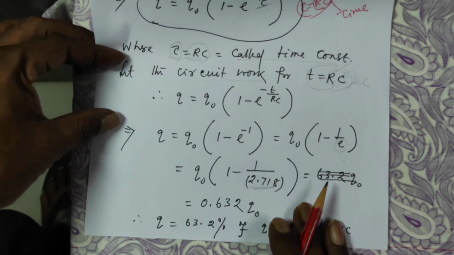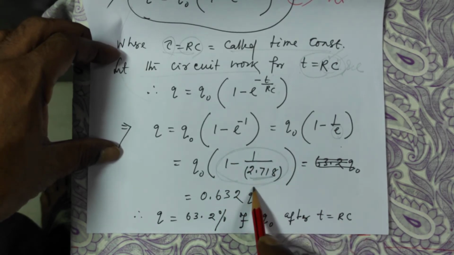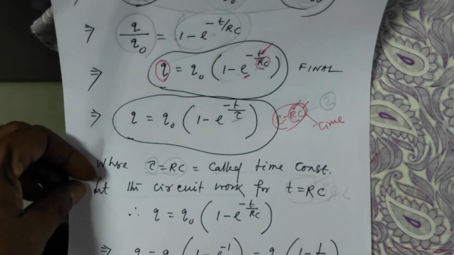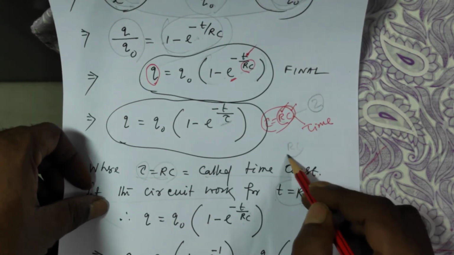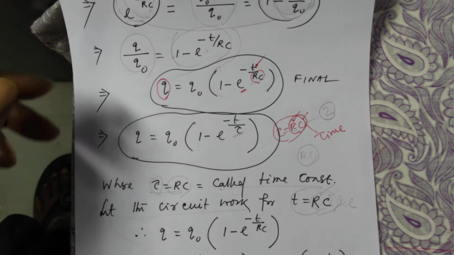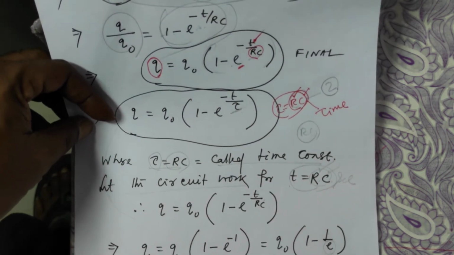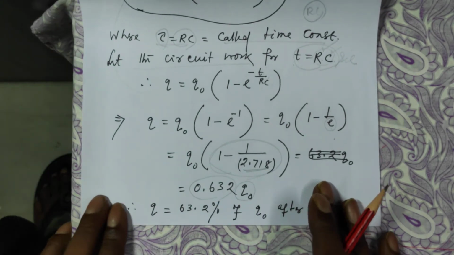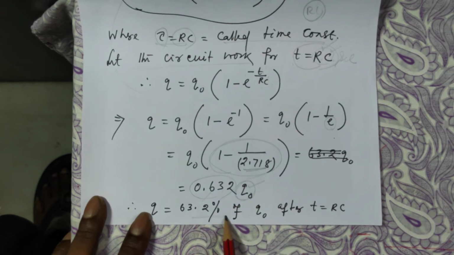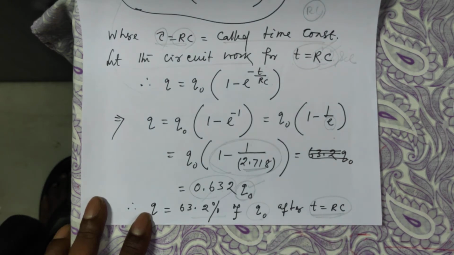Now, if you put this thing in a calculator, this comes out to be 0.632 times Q naught. So after this much time, whatever is the value of R and C given in the circuit, after that much time, means after one time constant of time, the charge in the capacitor is 0.632 times the maximum charge that it can hold. This can be written as 63.2% of Q naught. After how much time? After this much time, after one time constant.